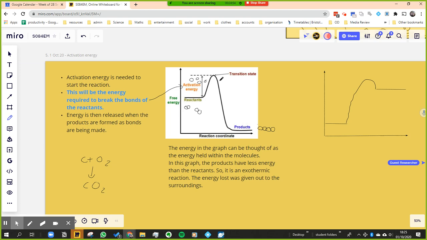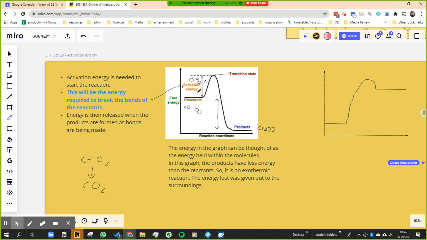Now, the amount of energy that it drops, that it loses, is given to the surroundings. If it drops to a lower amount than when it started, so it's got less energy afterwards than it did at the start, then the excess, this amount here in the graph, is given to the surroundings. So this graph would be an exothermic graph.